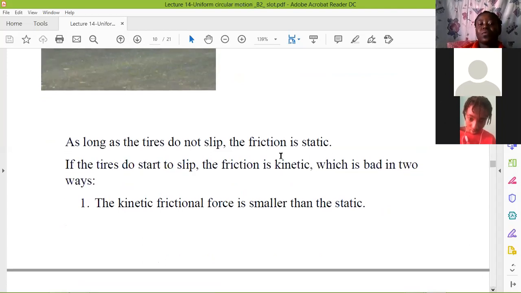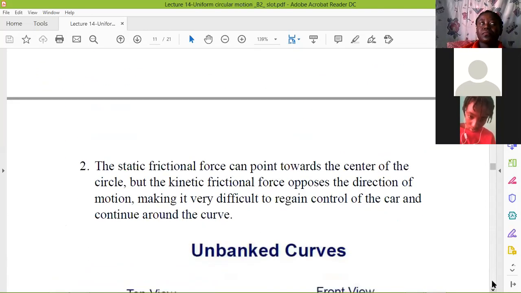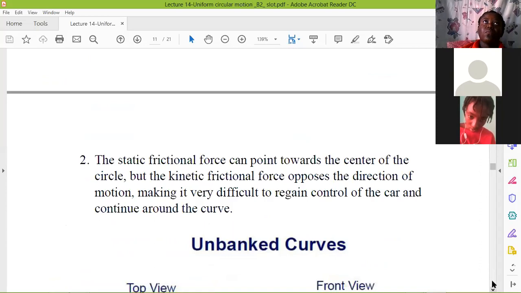So as long as the car does not slip, that it doesn't go out, then the friction force is static. If the tire does start to slip, then the friction force is bad in two ways. The kinetic friction is smaller. Remember this. Skidding is like it starts to move out, more likely going in a straight line. Instead of following the road, it now starts to move out of the road.